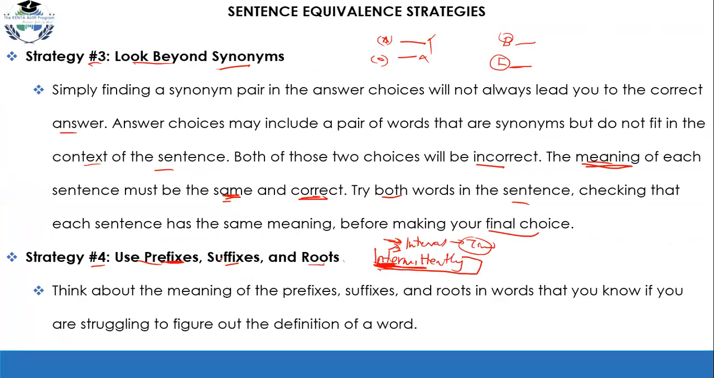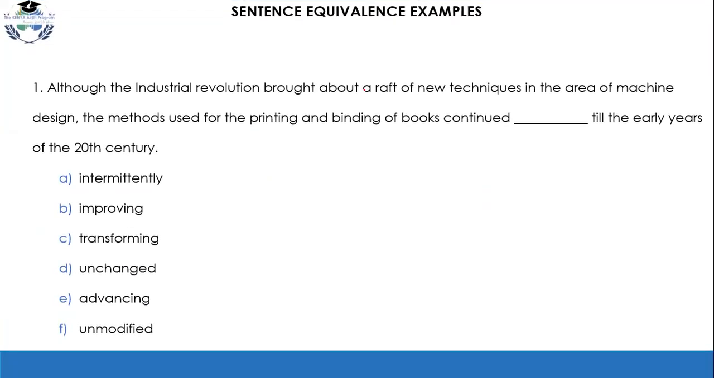So I think we can move on now to doing a few examples and try to use these strategies that we've just discussed here, and see if we're able to break down these questions. Are we able to understand them? And then from there, I think we can end the discussion on sentence equivalence. So let's start on number 1 here.